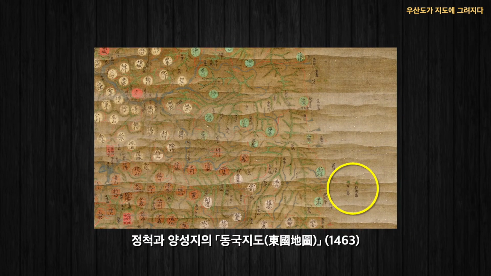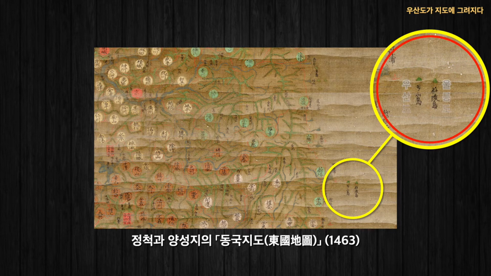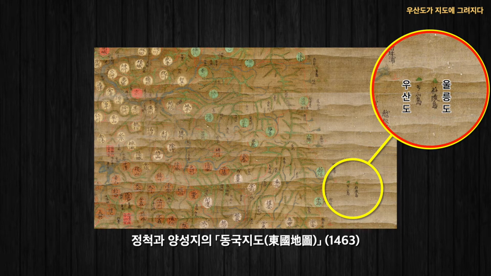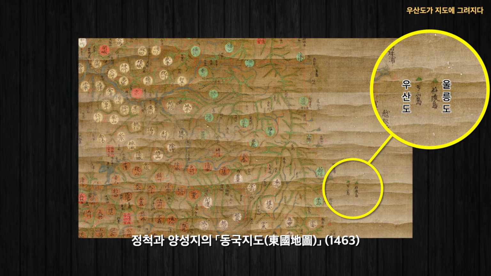In 1463, Jongchok and Yang Songji completed Donggukjido. On this map, Usando was drawn west of Ulleungdo. Is Usando on their map Dokdo? Donggukjido was produced without the physical confirmation on the part of its cartographers. Then what information did they base their map on?